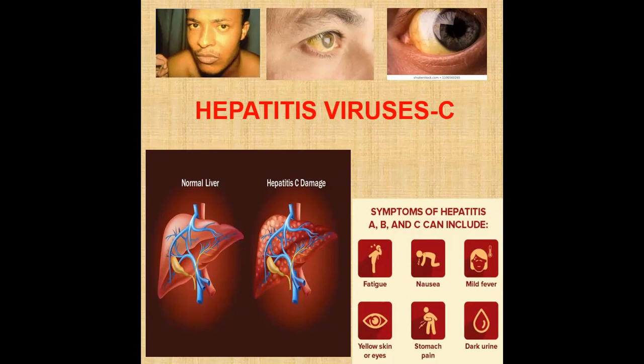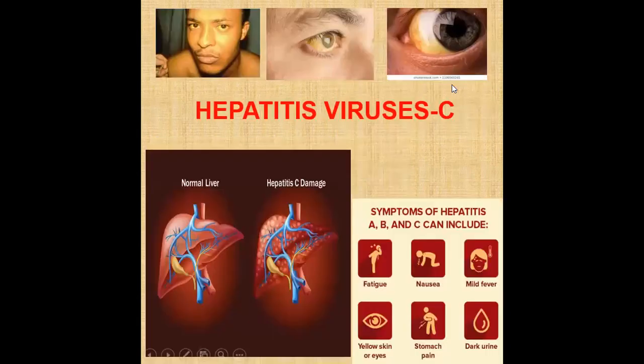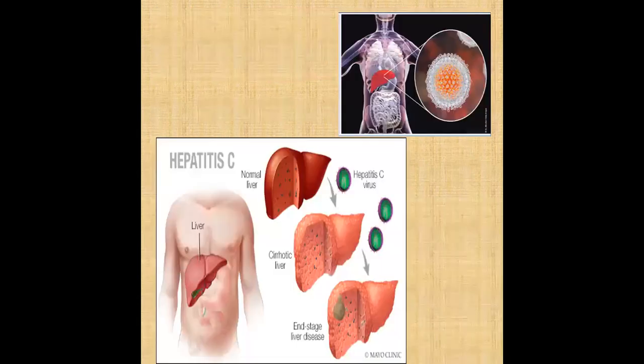Now let's see hepatitis C. This is a liver disease which mostly affects the liver. In the last slide we saw that whenever the severity of hepatitis increases, the liver shows such a type of appearance. In this liver, these are the stages of the liver. This is your normal liver.